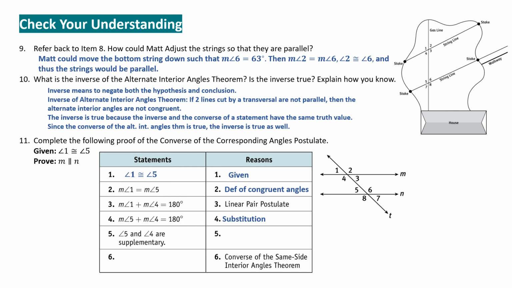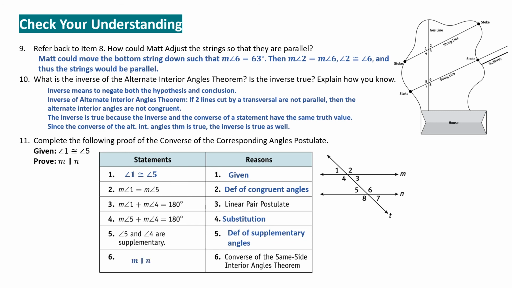Step 5. Angle 5 and angle 4 are supplementary. I can go from step 4 to step 5 because it's a logical progression. If their measures add up to 180, then I know that they are supplementary. What tells us that? That's just the definition of supplementary angles. Step 6, the last step, is easy. It's always the proof statement, so it's just that M is parallel to N.